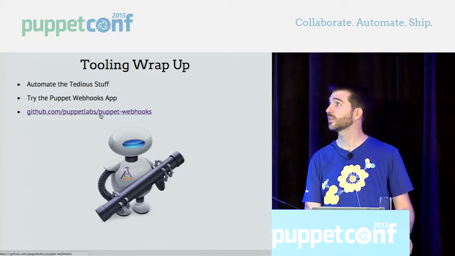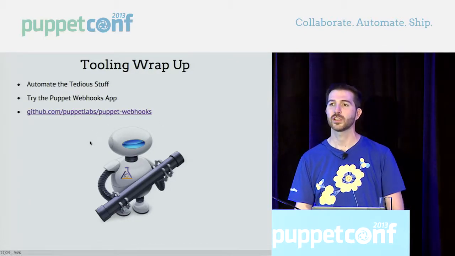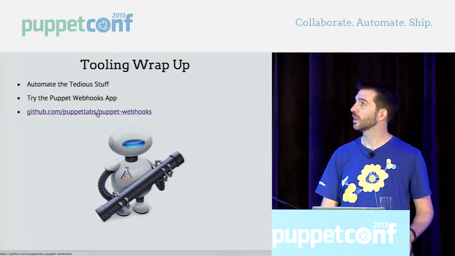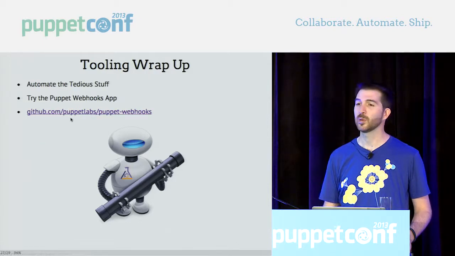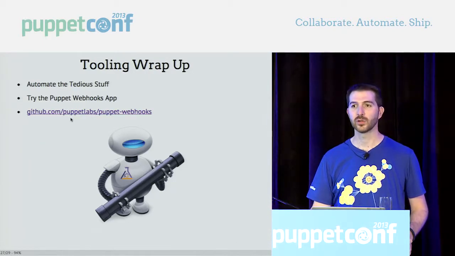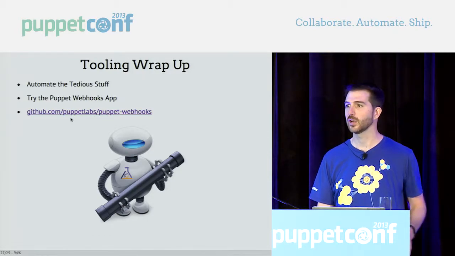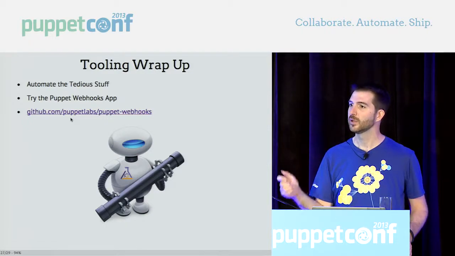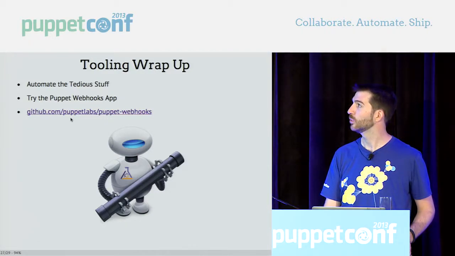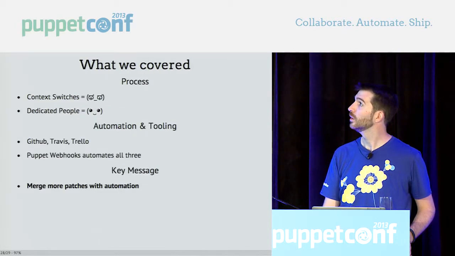It is open source, so if you wanted to try this in your own project or whatever you'd like, you can just grab a copy of the code from Puppet Labs/Puppet webhooks, and it deploys directly to Heroku. So as long as you've got a credit card to access their API to spin up and down the workers, you can pretty much get started right away.